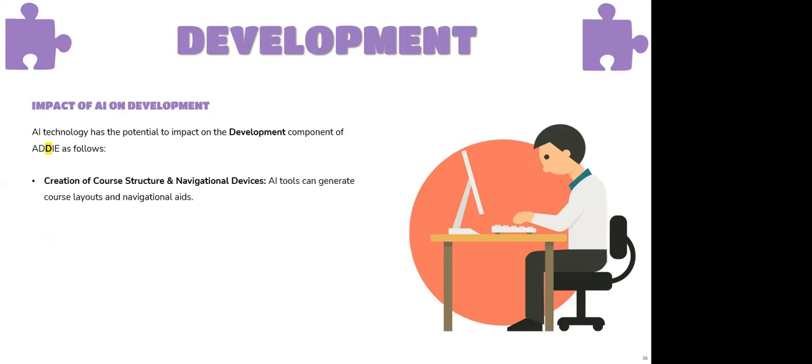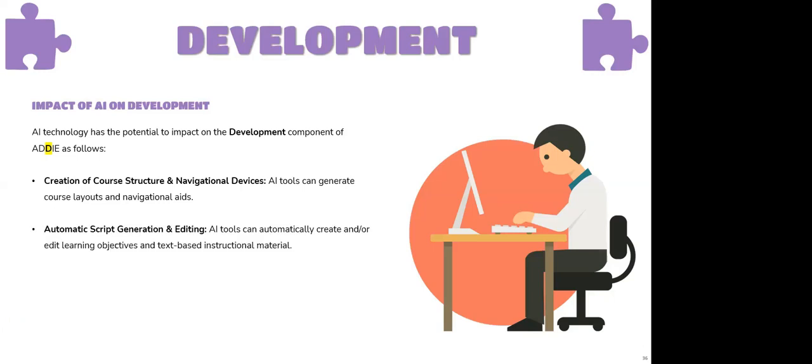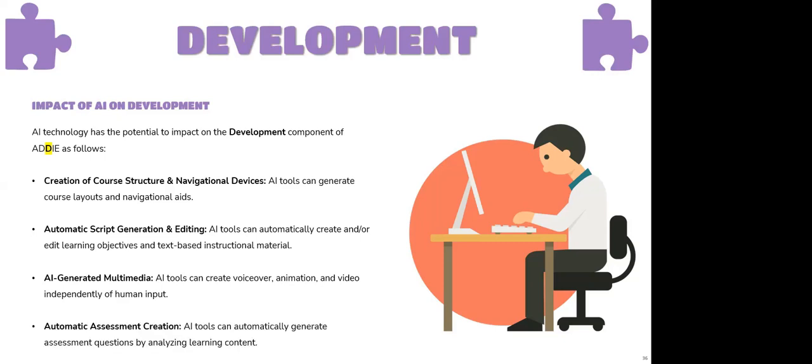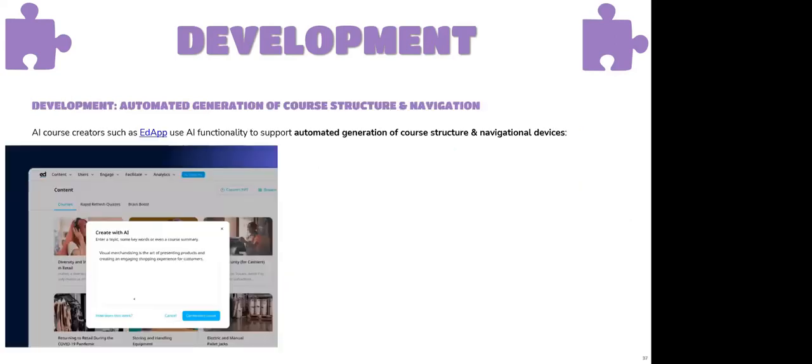What have we got in AI then that can help us with development? We mentioned automatic generation of AI in the chat a little bit earlier. We can use AI to automatically create course structures. We can use AI to even create our scripts and edit them, or at least provide suggestions for editing. AI-generated multimedia is where we fit in automatically generated images. We can also use AI to create voiceovers, animation, and video. And we can even create assessments automatically by feeding text into these AI tools. It'll automatically generate assessments for us.